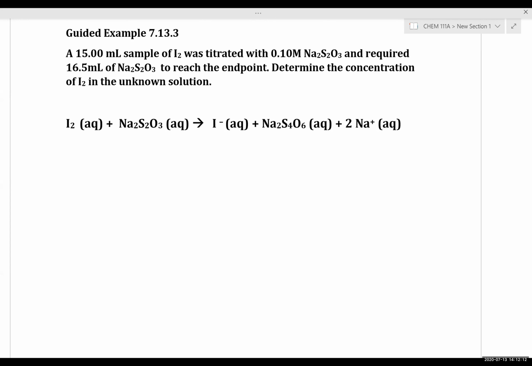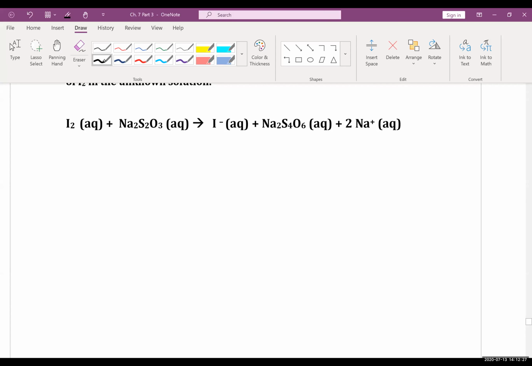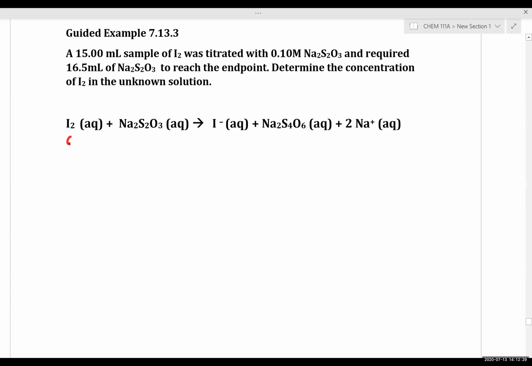Do we have H plus and OH minus being exchanged? Is this an acid base or a redox? Exactly right, it's a redox. So let's just showcase this. So we're going from iodine 0 to iodine -1. We're going from sulfur, so this is +1, -2.